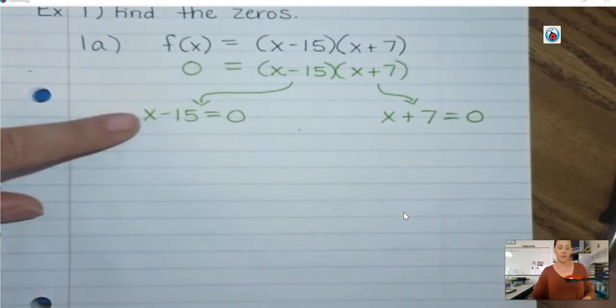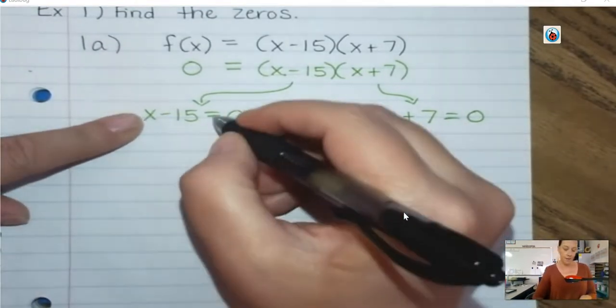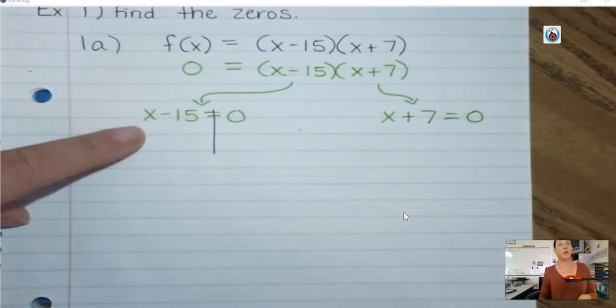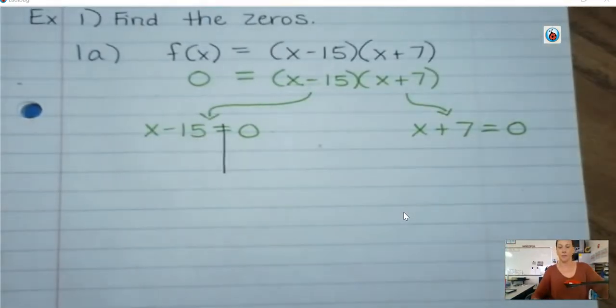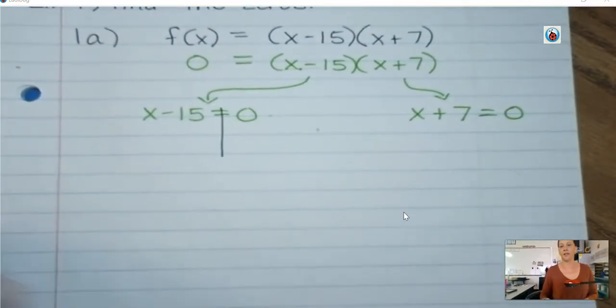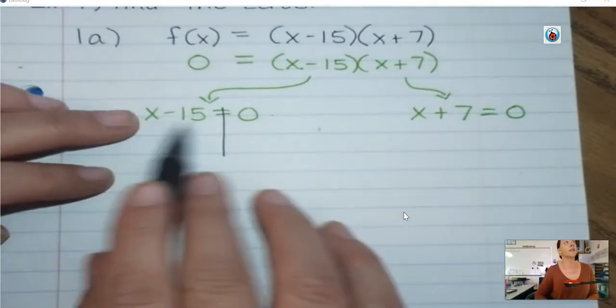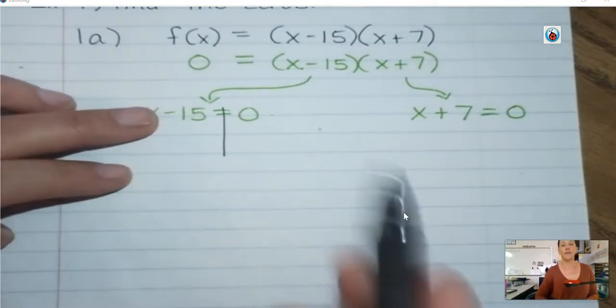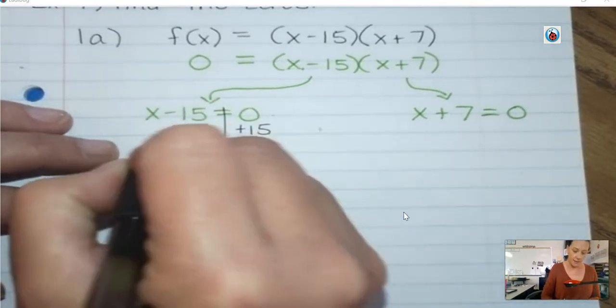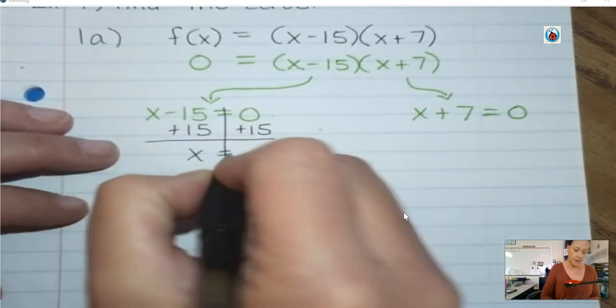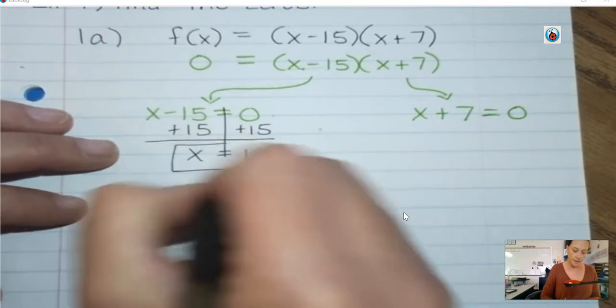Okay, so now we're just going to solve these two equations. Most of these you can do in your head. I'm going to show all the steps because there's always somebody that needs it. But hopefully you get to the point where you're just doing this step in your head. Okay, look at the side that has the x. To get rid of minus 15, I add 15, so add it to the other side. So x equals positive 15.